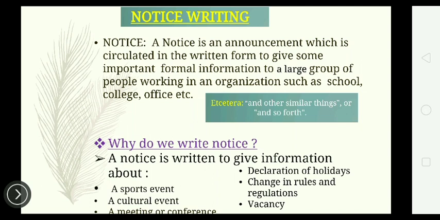Or if there is any vacancy, like a job vacancy, that also you can find in the newspaper. So the best task for you is to go and search a newspaper, and from that newspaper find the columns where you will get the notices. Find the topics on which notices are written, and you may collect them and paste them in your writing book, wherever you write the writing section. So that you will have an idea of how to write a notice.